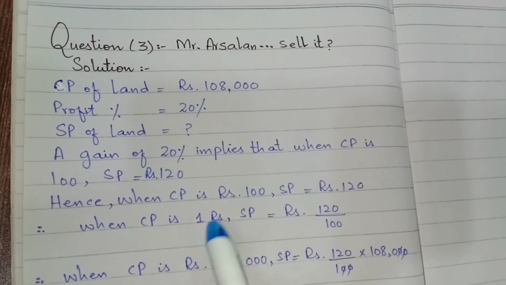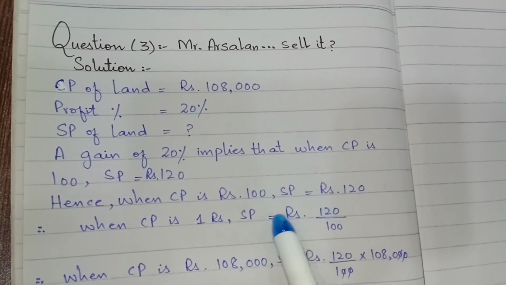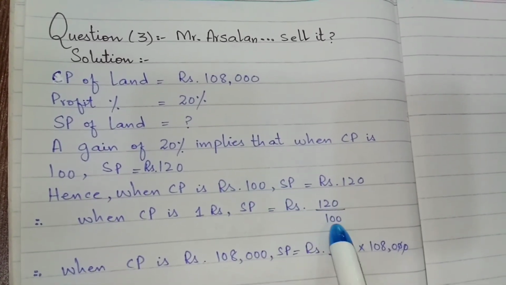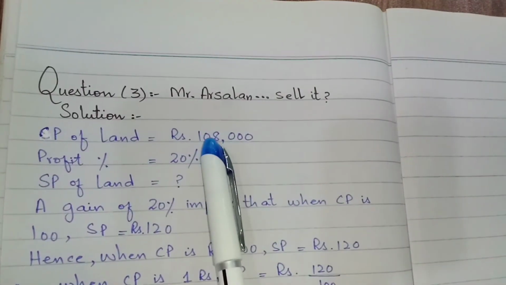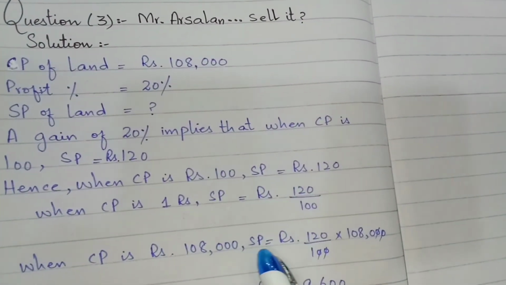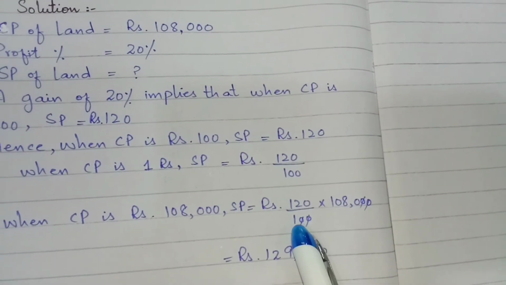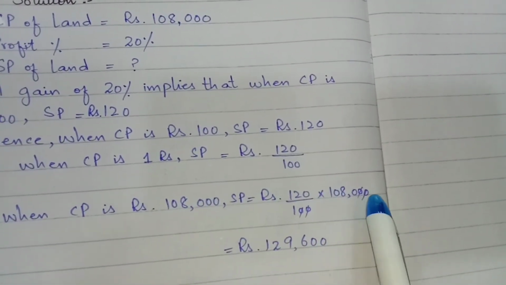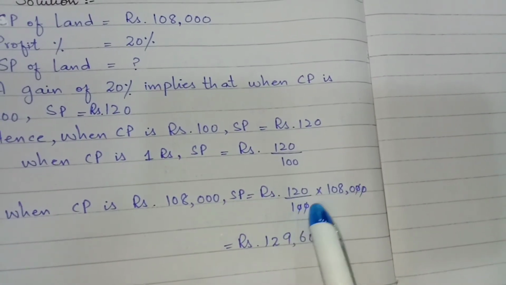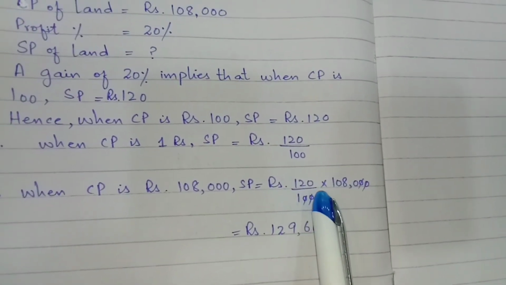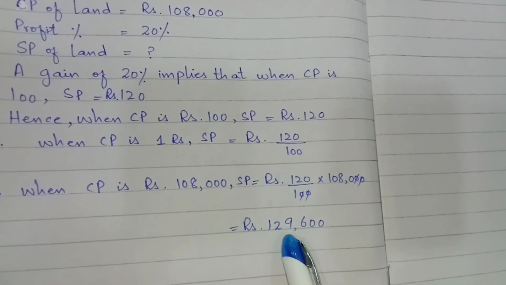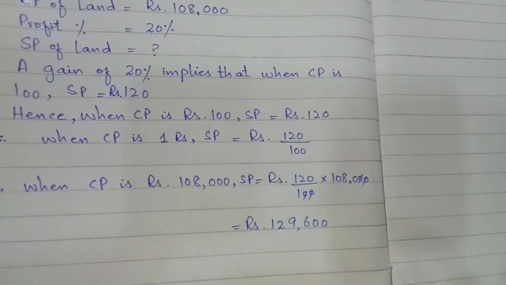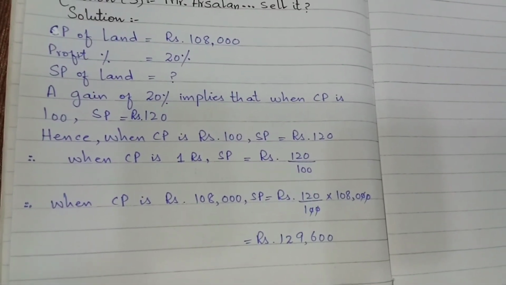So when cost price is 1 rupee, then the selling price will be equal to 120 divided by 100. So when cost price is rupees 1,08,000, the selling price is equal to rupees 120 divided by 100 multiplied by 108,000. 20 will be cancelled out with these 2 zeros, and after multiplication we get rupees 1,29,600. Okay students, I hope you will understand the lecture.